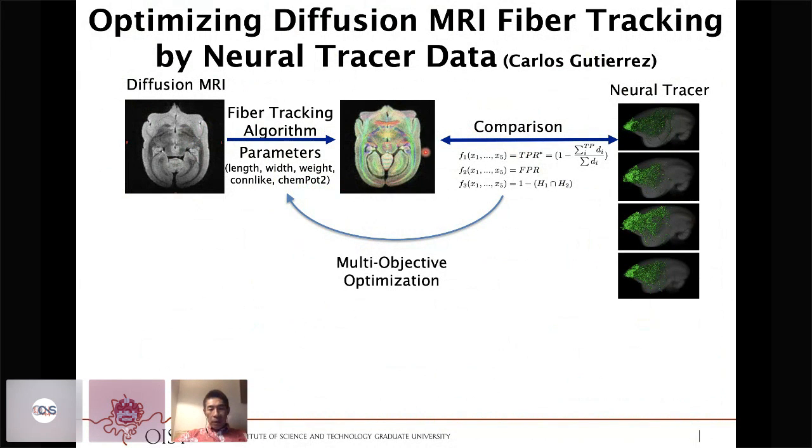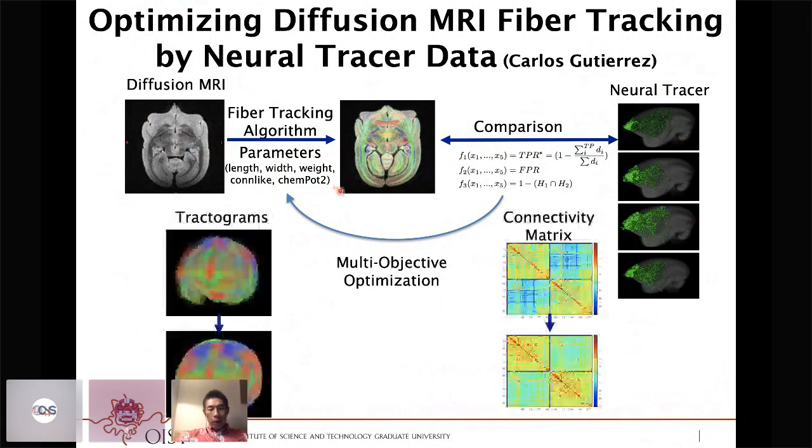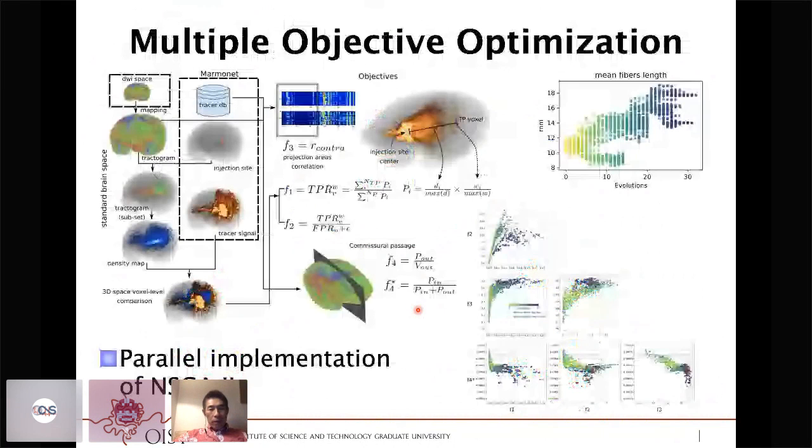So we implemented a kind of multi-objective optimization framework to optimize these parameters of fiber tracking algorithms. And by optimizing them, we could see an improvement in the tracking, especially for the long-range fibers. And then the resulting connection matrix became different compared to the default parameters people usually use. And this is the actual implementation of our algorithm.